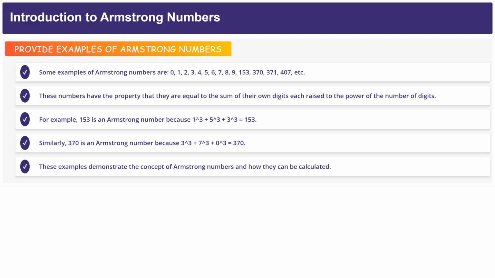For example, 153 is an Armstrong number because 1 cubed plus 5 cubed plus 3 cubed equals 153. Similarly, 370 is an Armstrong number because 3 cubed plus 7 cubed plus 0 cubed equals 370. These examples demonstrate the concept of Armstrong numbers and how they can be calculated.